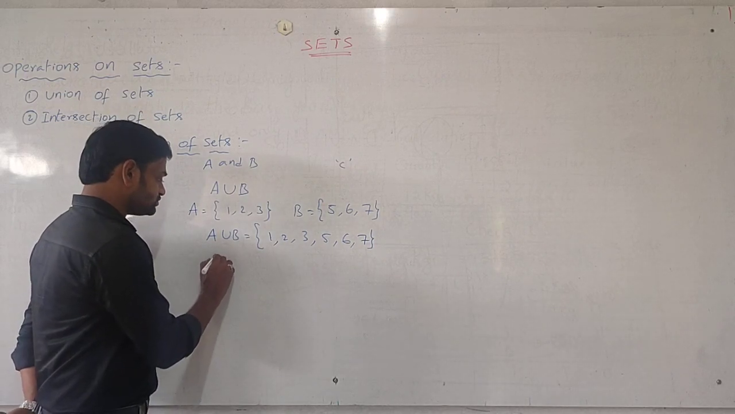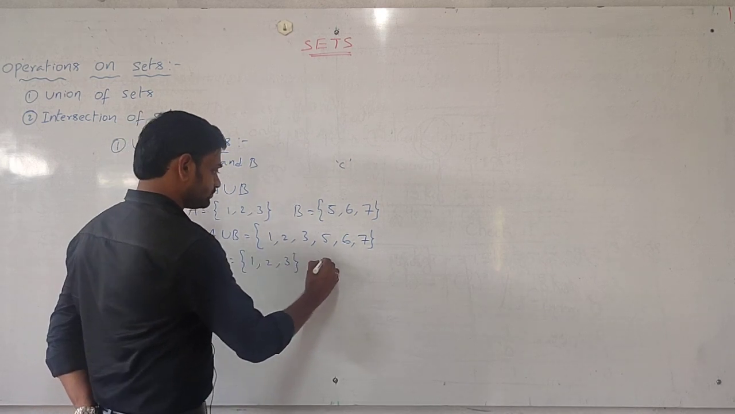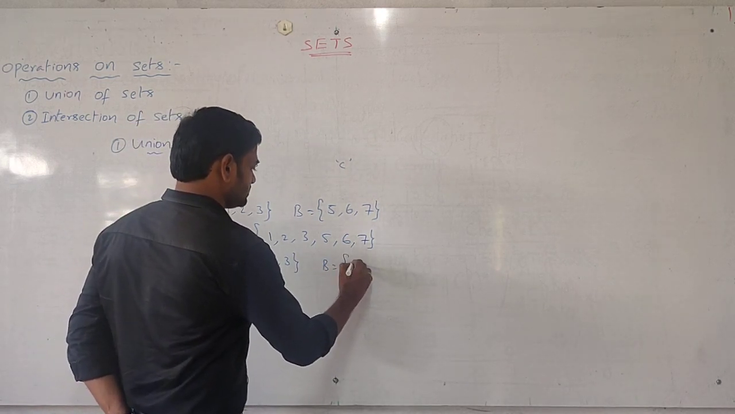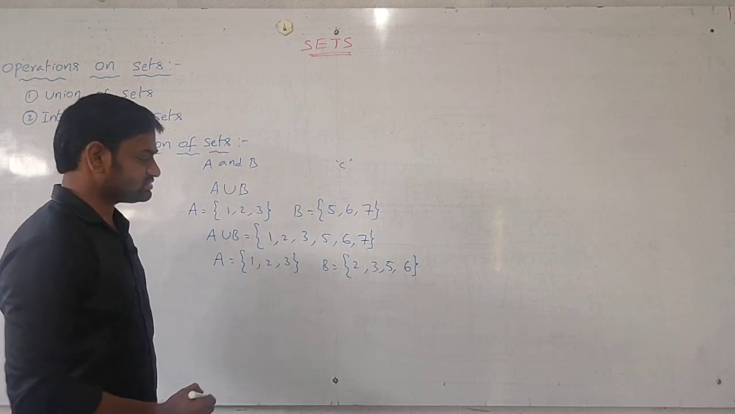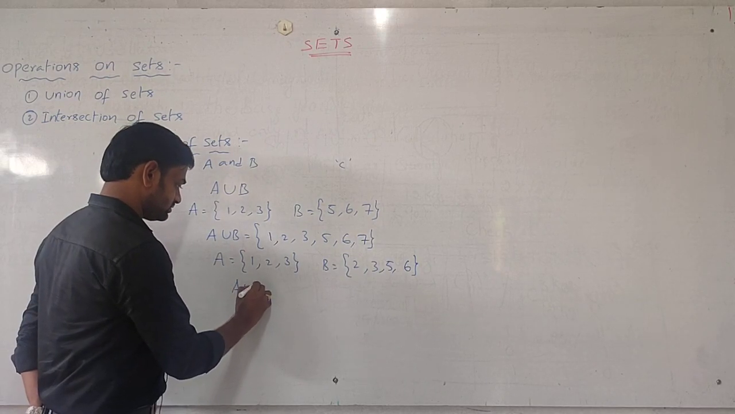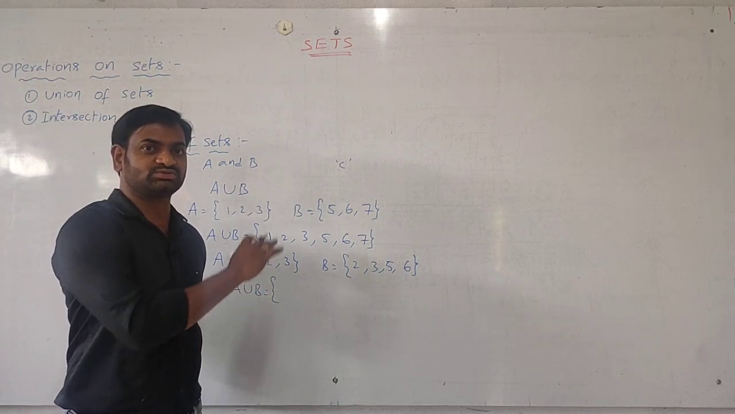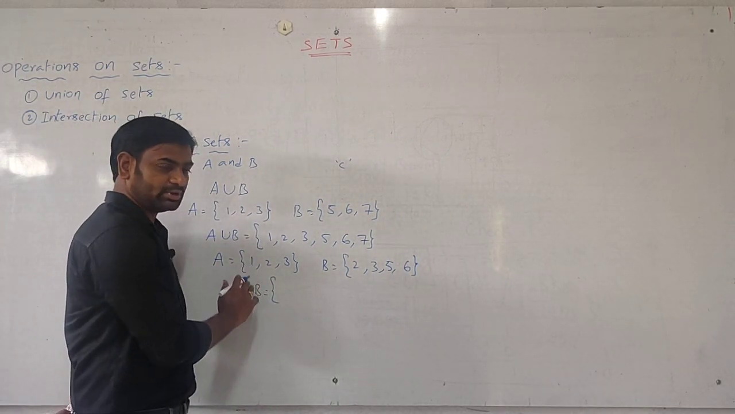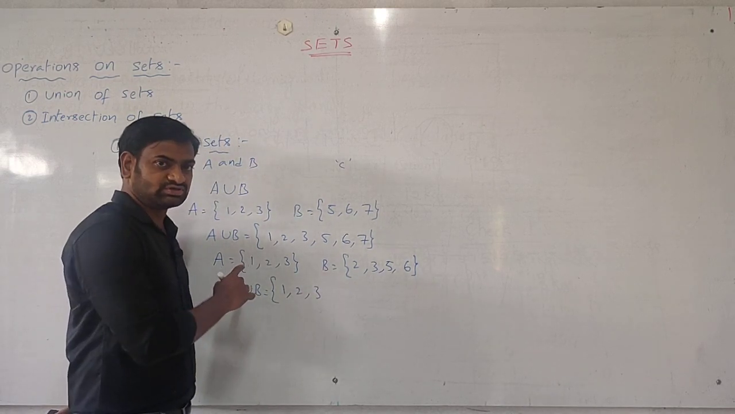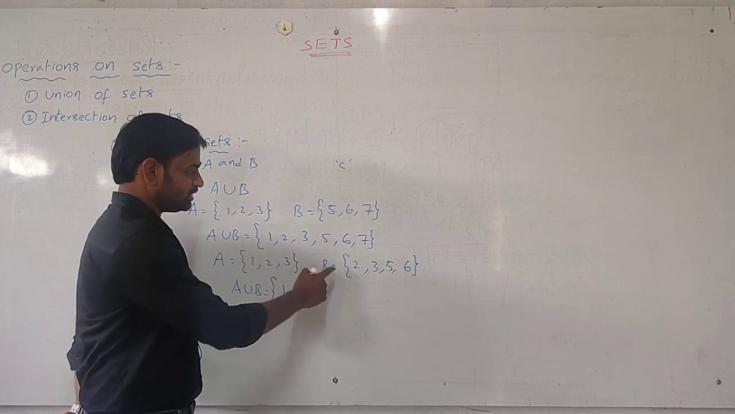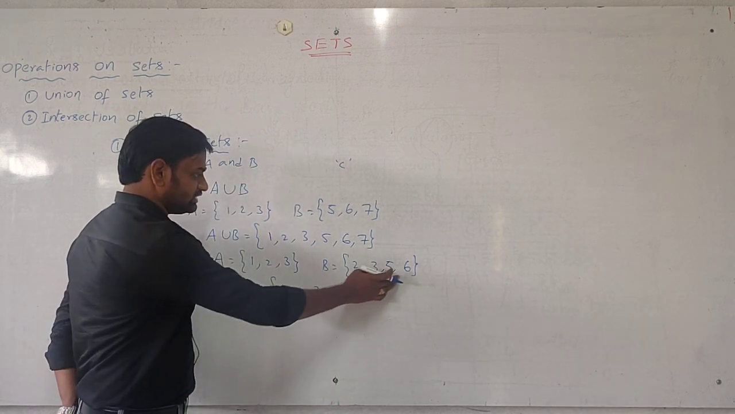Next, suppose capital A equals {1, 2, 3} and capital B is {2, 3, 5, 6}. Now what is A union B? That is all the elements of A as well as B. First I am adding the A elements, that is 1, 2, 3. Next, B is 2, 3, 5, 6, so I am adding these elements here now.